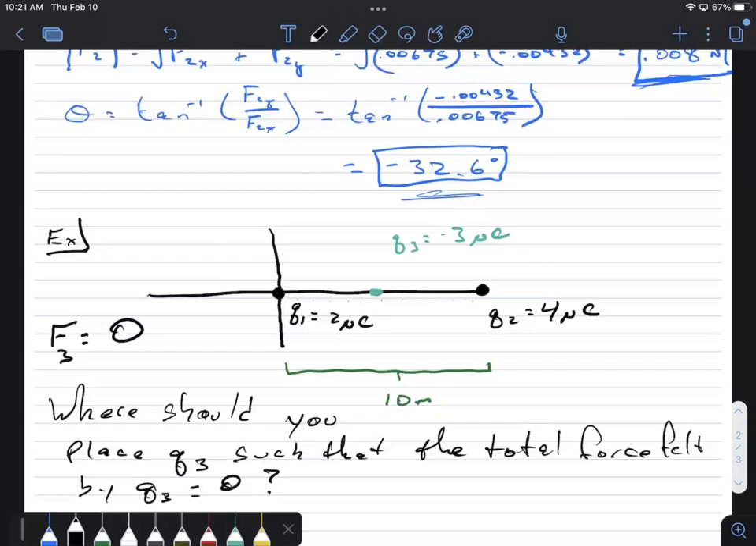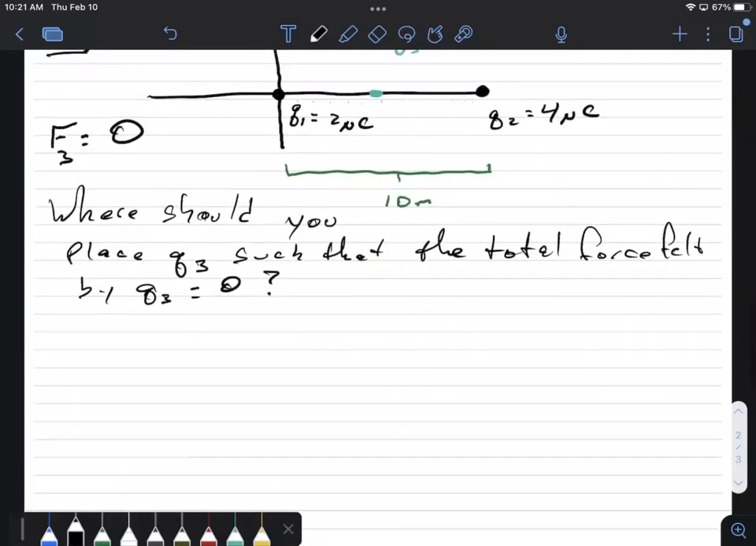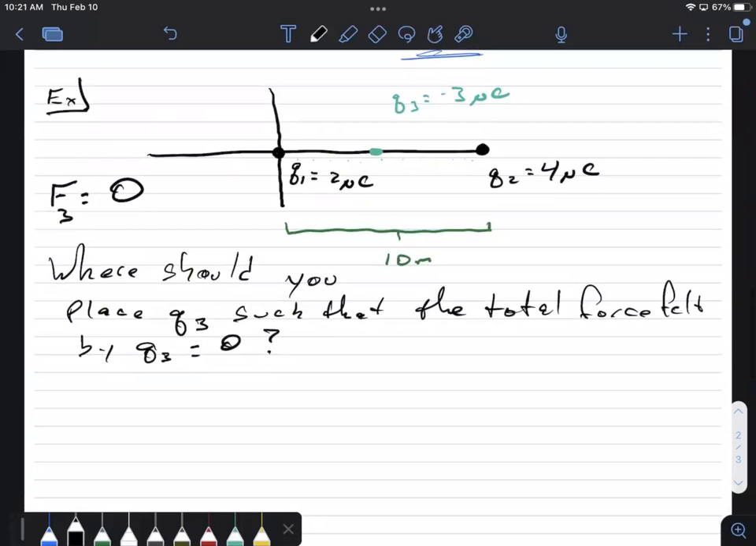And when I say where, what I mean is how far from Q1, rather than how far from Q2. Yeah, go ahead. So for this one, our force would be 0, right? But we'd be looking for R. That's exactly right.